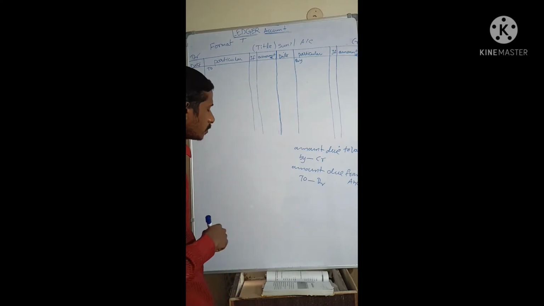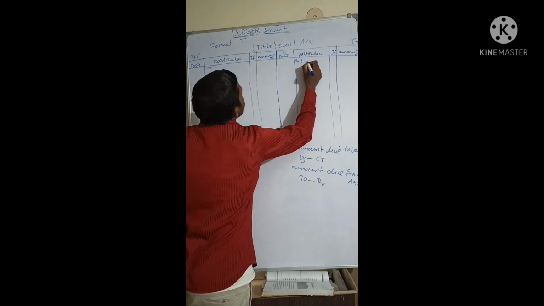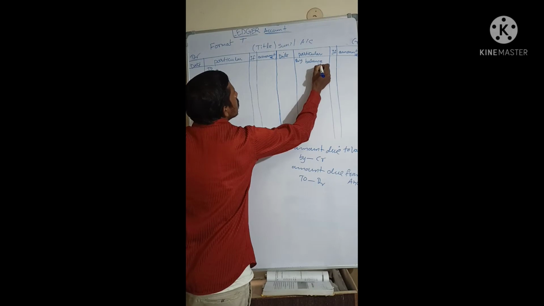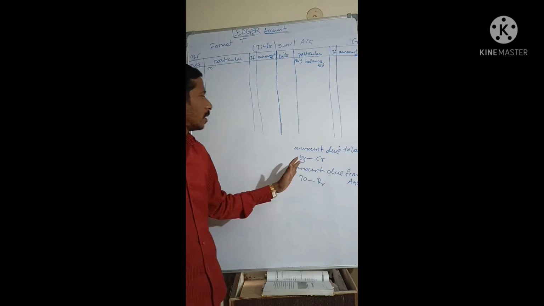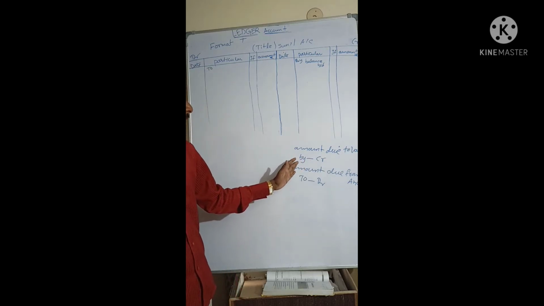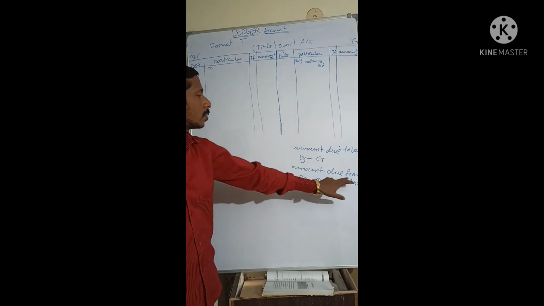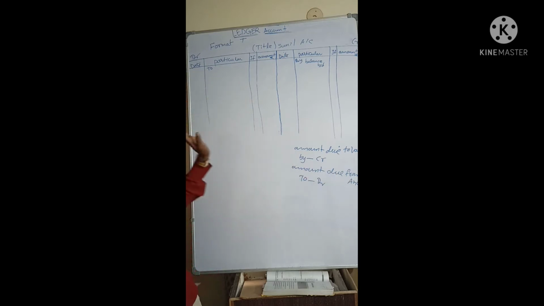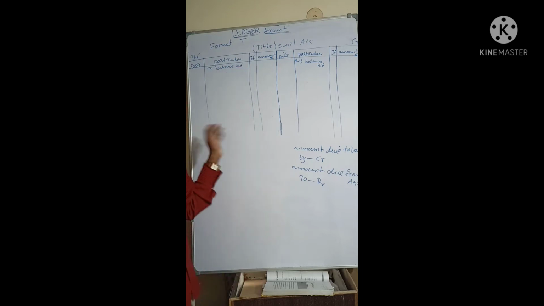Now here what you should write down: amount due to means by side, balance brought down. Amount due to Vamshi means by side, credit side. Amount due from means to side, debit side, DR. The same balance brought down, the opening value, so balance brought down.